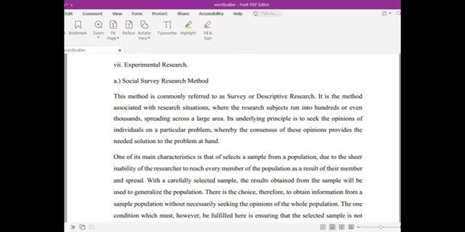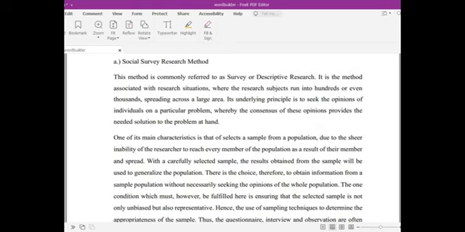One of its main characteristics is that it selects a sample from a population due to the sheer inability of the researcher to reach every member of the population as a result of their number and spread. So because the number is so many and it's just one person running the research, he has to take a sample from a population, just like using E. coli for intestinal microorganisms.